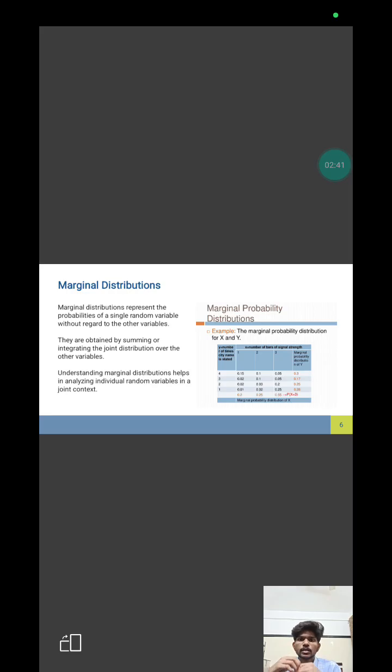Marginal distributions. Marginal distributions represent the probabilities of a single random variable without regard to the other variables. They are obtained by summing or integrating the joint distribution over the other variables. Understanding marginal distribution helps in analyzing individual random variables in a joint context.